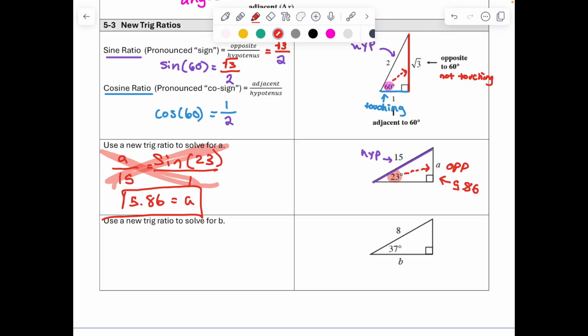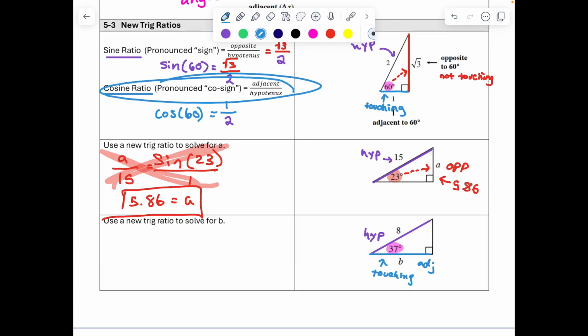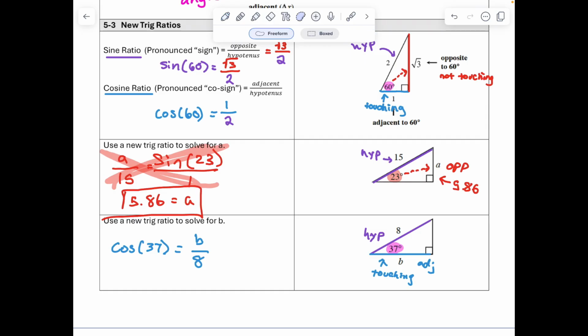All right, now we're solving for b, different angle, different everything. So the angle that we're focusing on is 37. We have a hypotenuse in this picture, again, longest side across from the right angle. And we have an adjacent side here. It's touching that angle. So that's our adjacent. So if I think about which one uses hypotenuse and adjacent, that one is cosine. So we're using cosine in this one. So the cosine of our angle here, and remember that's adjacent over hypotenuse, so that's going to be b over 8. And I'm going to put cosine of 37 over 1.